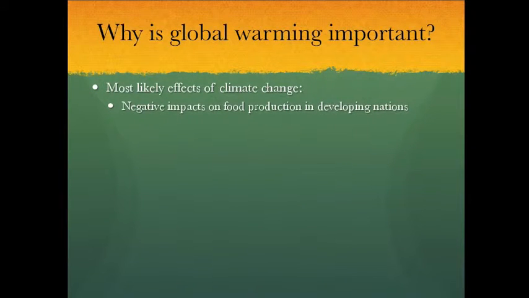While worrying about urban heat waves, polar bears, and forest fires may be the first thoughts to come to mind when the topic of global warming is brought up, those effects are actually not the most likely. What seems to be the most likely consequence of global warming is the severe impact on developing nations' food production.